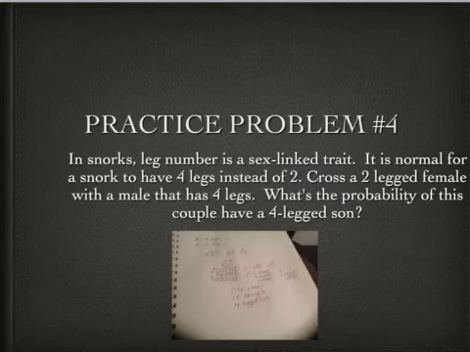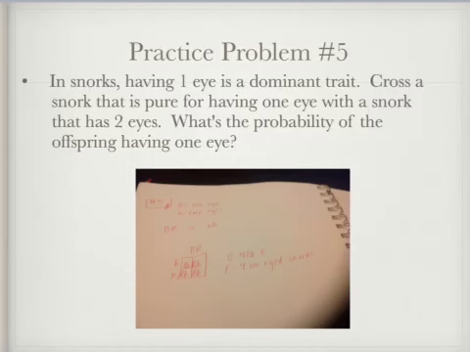Practice problem 4. This is my sex-linked cross problem, and I did put a picture there of me working that one out. And practice problem 5. This was just my other monohybrid cross. Cross a snort that is pure for having 1 eye with a snort that has 2 eyes. What's the probability of the offspring having 1 eye? But that basically sums it up.